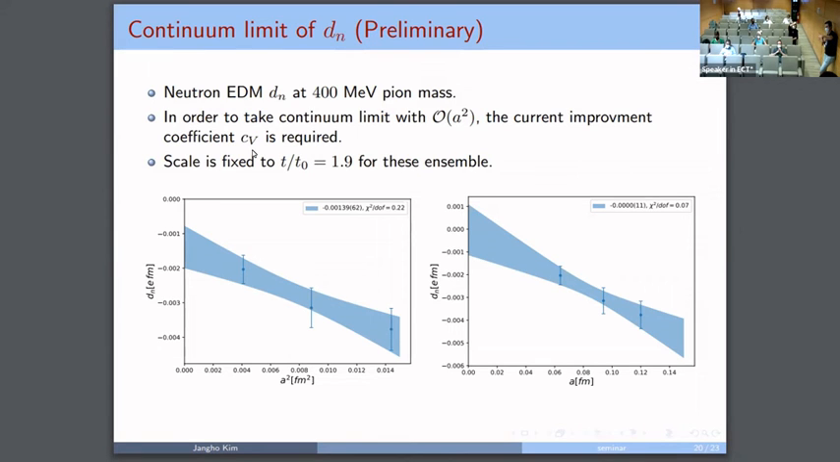One thing we should check, Jangho, is the scaling violations of the susceptibility. So this should be added in the analysis. But in principle, that should scale like a squared because the theory is really fully improved. What's not improved here is the correlator. Yeah.